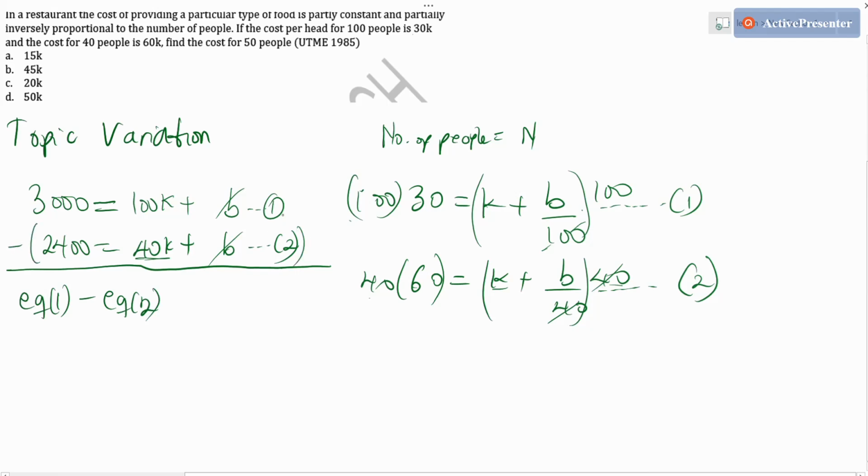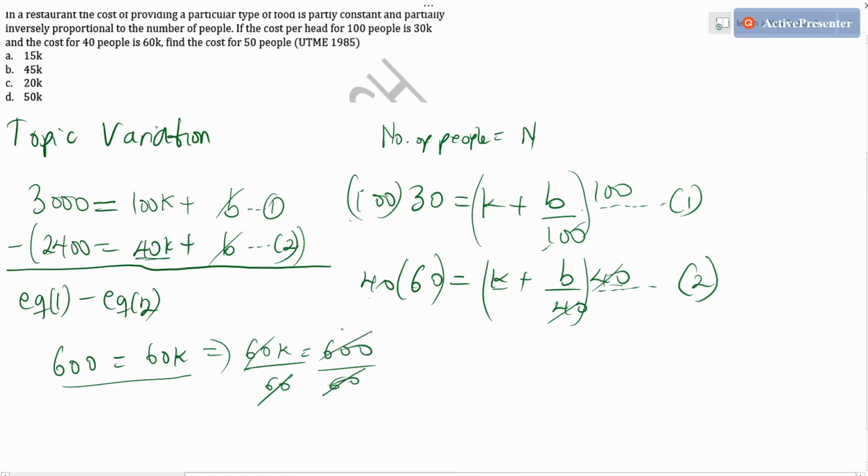So let's try and solve. Let's take away equation 2, so I'm going to put a subtraction sign here from equation 1. So we have 3000 minus 2400, and we have 600 equals 100k minus 40k, which gives us 60k. Now b minus b gives us 0. So we're left with 60k equal to 600. So let's try to expand and simplify this.